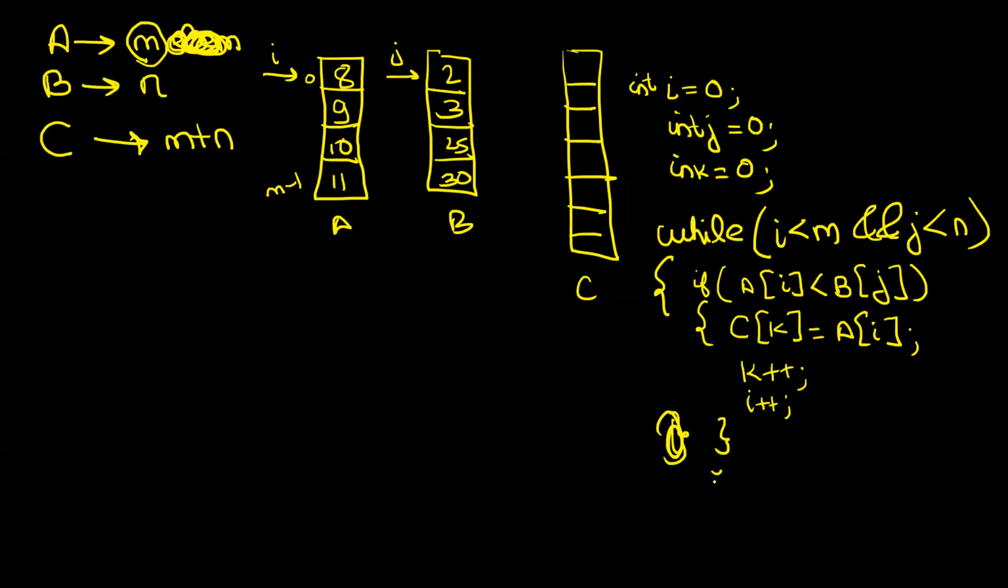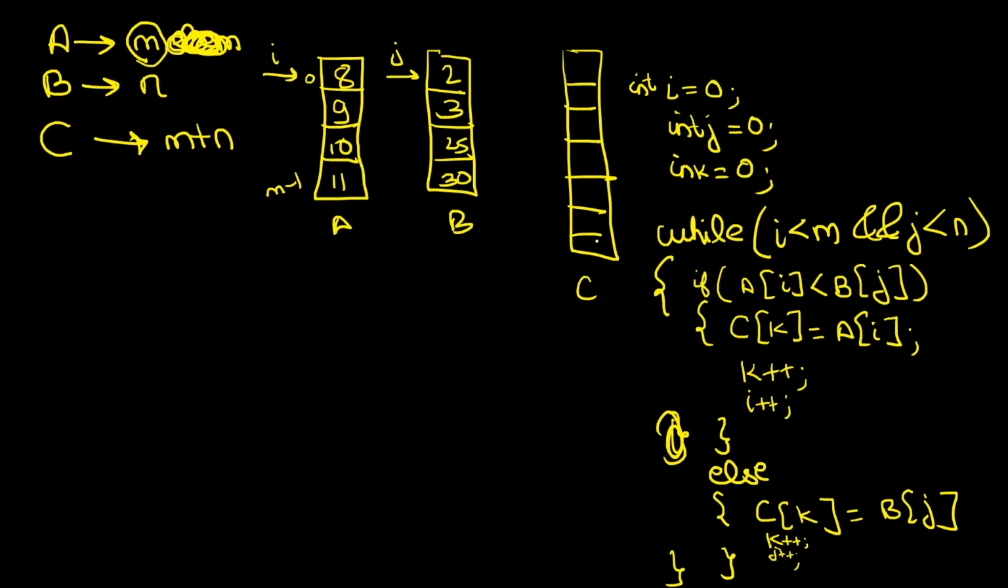This is my if. Else, I want to take the element from array B. So I say C of k is nothing but B of j. I've taken the element from B of j and written it in C of k. And then I will do a k plus plus and a j plus plus. That's it.